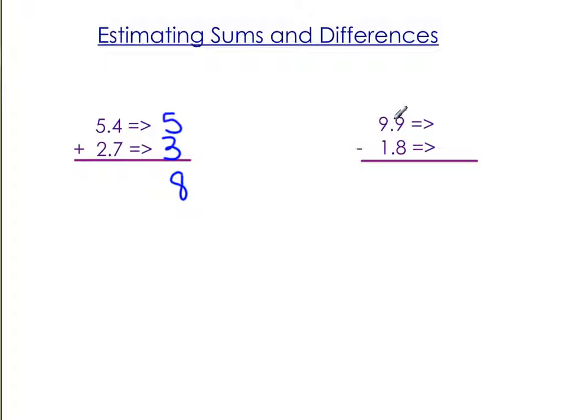With subtraction, it's very similar, except you subtract the two estimated numbers. 9.9, this 9, we look to the right, the 9 bumps the 9 up to a 10. And 1.8, the 8 bumps the 1 up to a 2. We subtract and we get 8. So if we were to subtract 9.9 minus 1.8, we should end up with a difference close to 8.